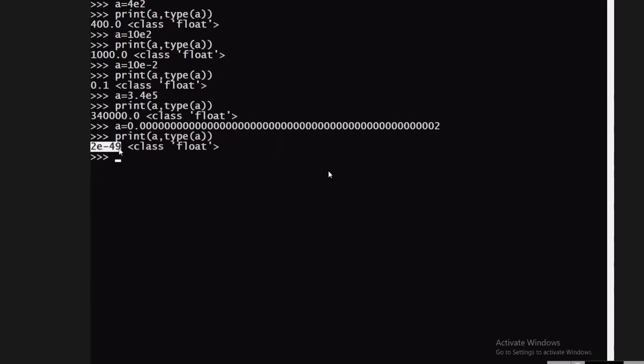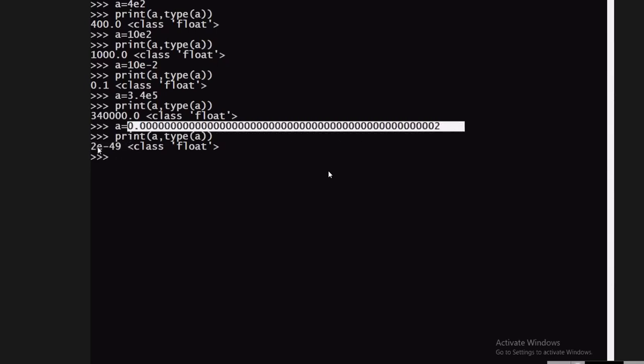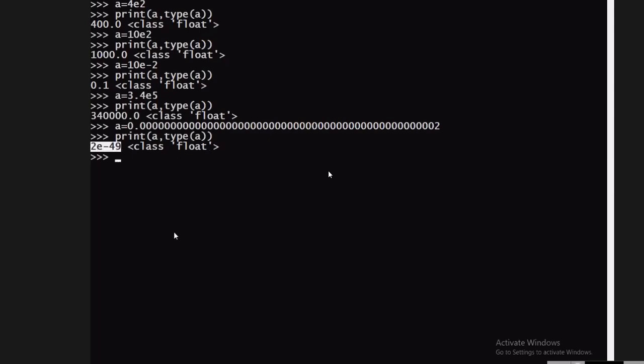The advantage of scientific notation is it saves the memory space. Rather than writing such a big number, I can represent it as a smaller number like this.